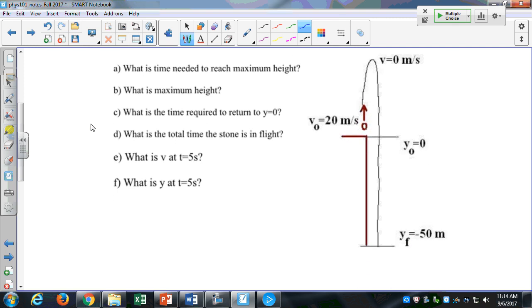I have something, I think it's a stone. You throw it up at 20 meters per second. It goes to the top, and then it comes back down. I want to know a few things. I want to know the time needed to reach maximum height, the maximum height, the time required to return back to this point, and then the total time that the stone is in flight. This was the question that you had on OpenStax, by the way. How long is this stone in the air, or this diver? And in that problem, you had to break it into 2 parts, like we'll do here.